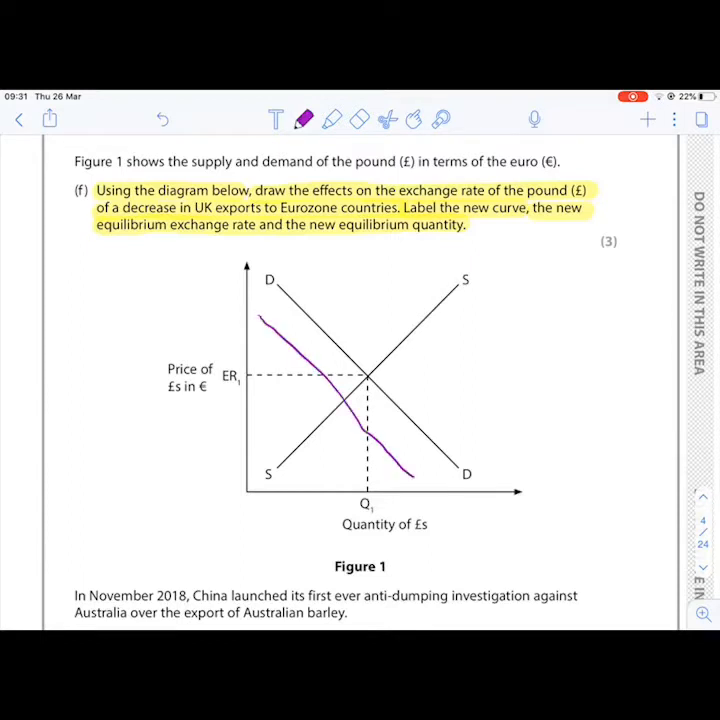So the first thing we need to do is draw our shift, and we can label this D1, and that would get us 1 mark. Now we have a new exchange rate. Here, exchange rate 2. And here we have a new equilibrium quantity at quantity 2. Okay, and that's how you achieve your 3 marks. Firstly, by indicating the shift, and then secondly by indicating the new exchange rate at equilibrium and the new equilibrium quantity at Q2. Okay, that will get you the 3 marks.